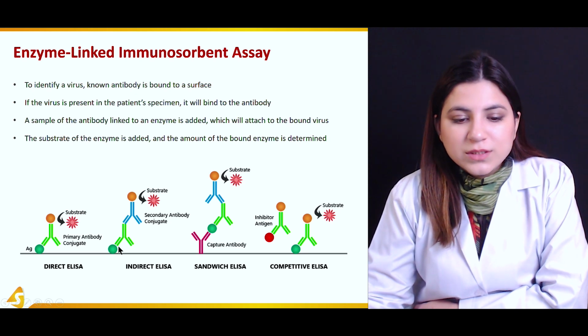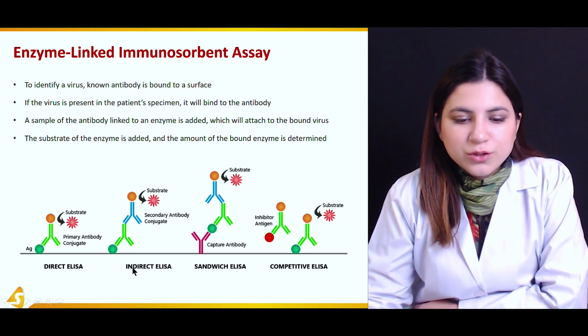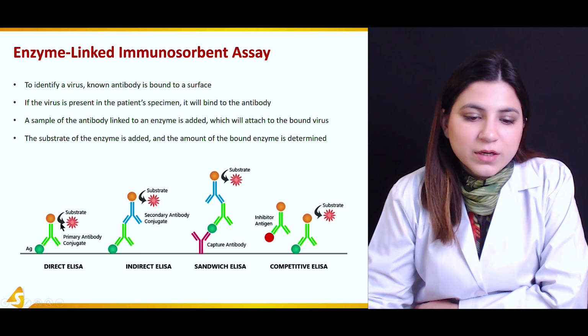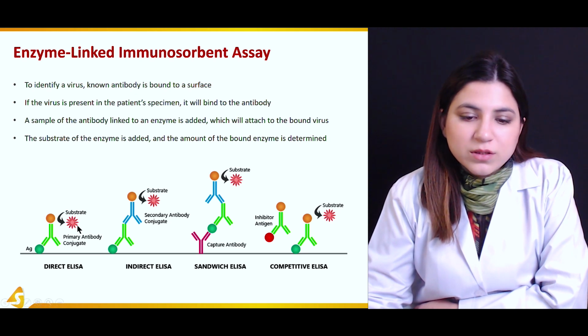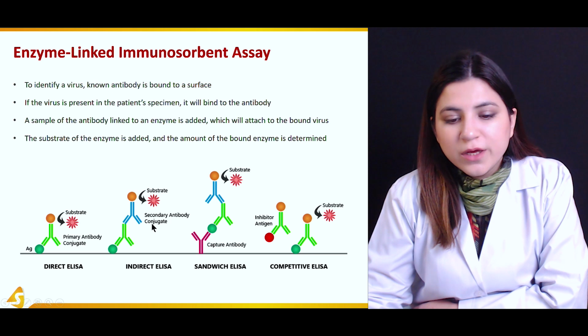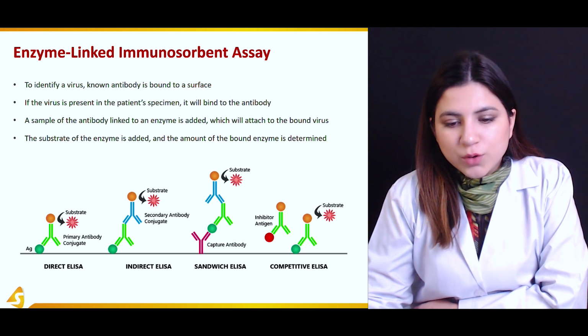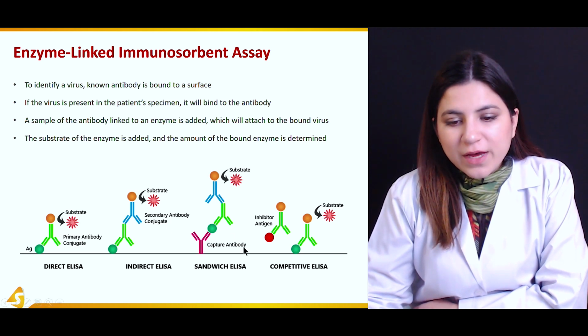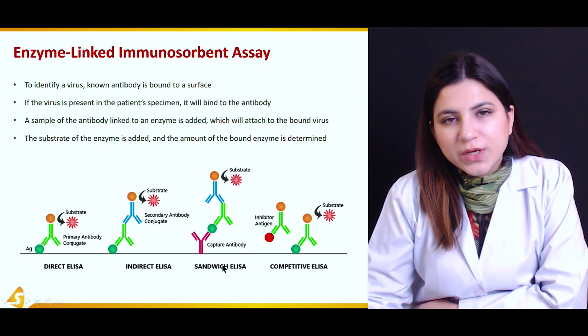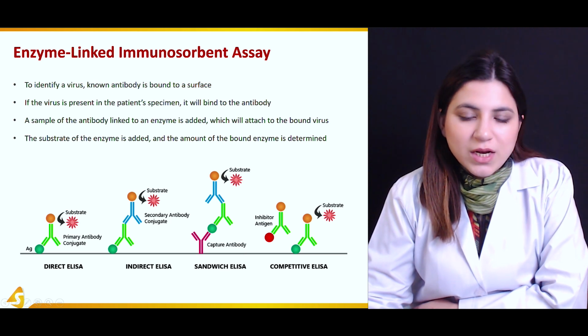So this is quite similar to direct ELISA, but in case of direct ELISA, the enzyme is bound to the first or the primary antibody, whereas in this case, the enzyme is bound to the secondary antibody. Then we have another type of ELISA, which is called a sandwich ELISA.